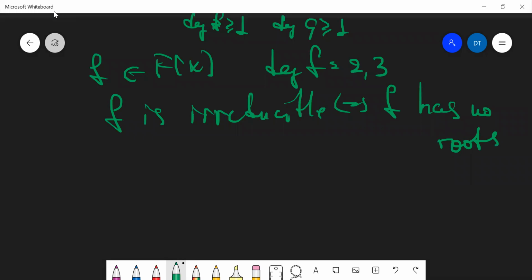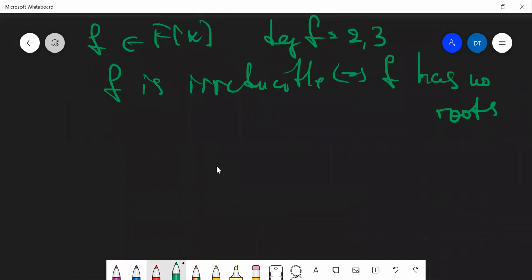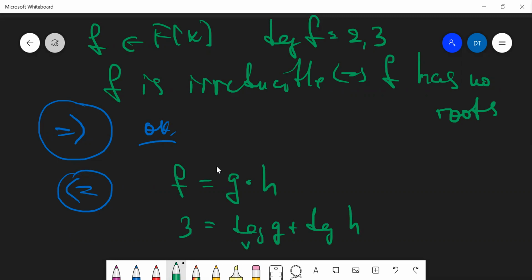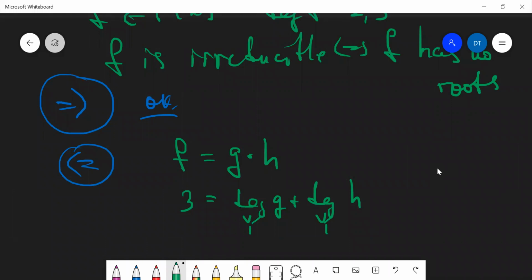Let's try to check this. We already know that this implication always holds. So why, if your polynomial of degree 2 or 3 has no roots, is it automatically irreducible? Suppose not. Suppose your polynomial f can be presented as g times h. Now, let's check the degrees. The degree of g plus the degree of h must be 3. And we know that the degree of each polynomial is at least 1 because we assume that g and h are non-constant. But then what are the options for the degrees of g and h? We have two options. Either the degree of g is 1 and the degree of h is 2, or the degree of g is 2 and the degree of h is 1.